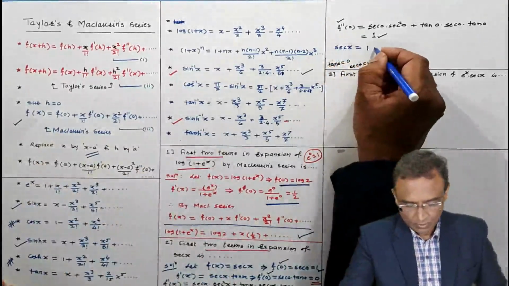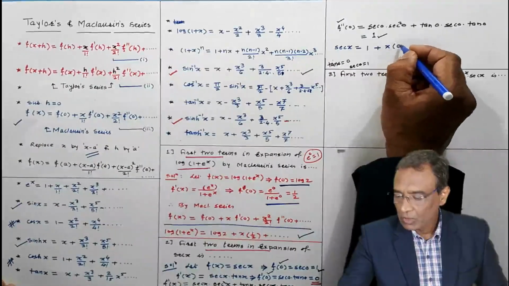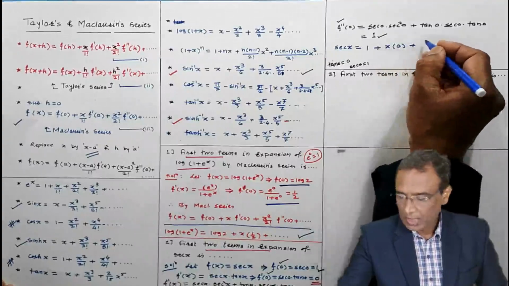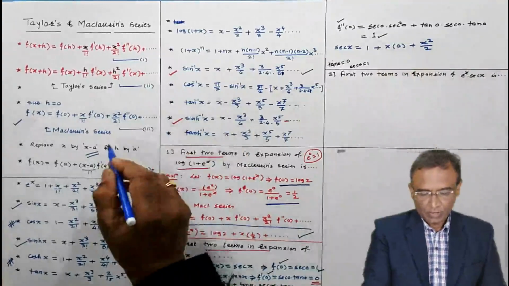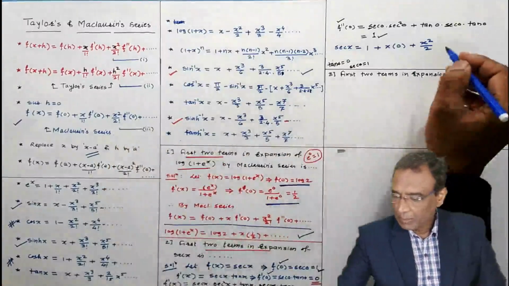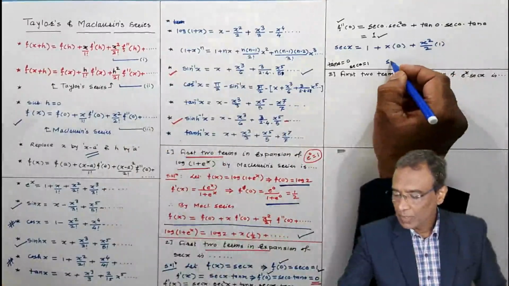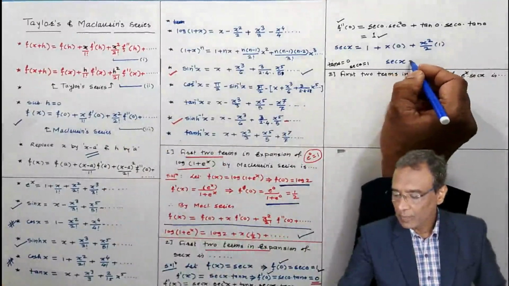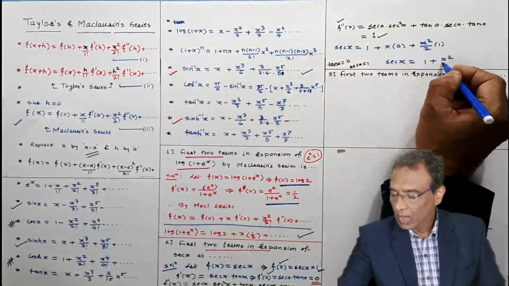1, plus x into f dash 0, which is 0, plus x square by factorial 2. Factorial 2 means 2. F double dash 0 is what? 1. In this way, the series up to 2 terms I have written.